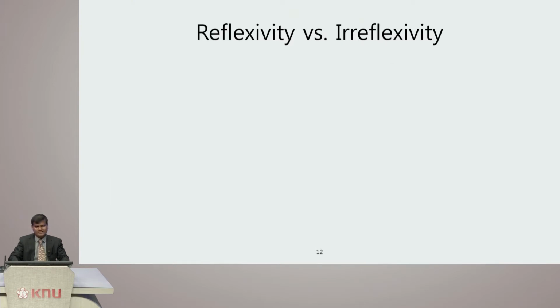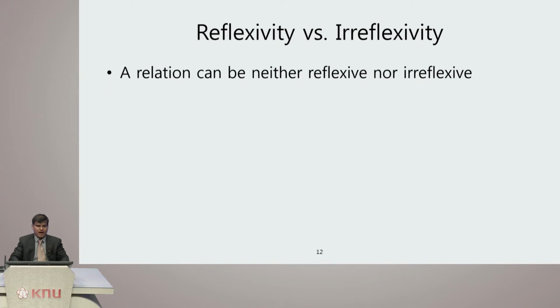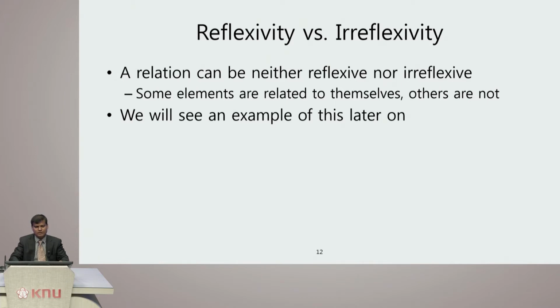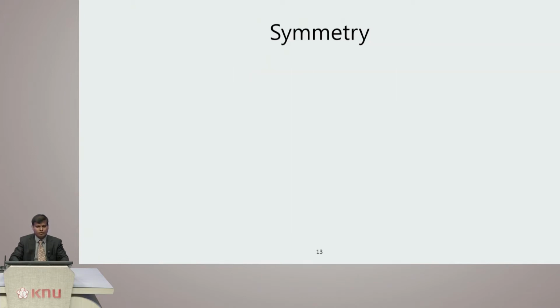Let's move on and compare these two different things, reflexive and irreflexive, or reflexivity and irreflexivity. A relation can be neither reflexive nor irreflexive if some elements are related to themselves and others are not. There may be some cases in which you have this condition. We will see this example later on when we talk about other properties.